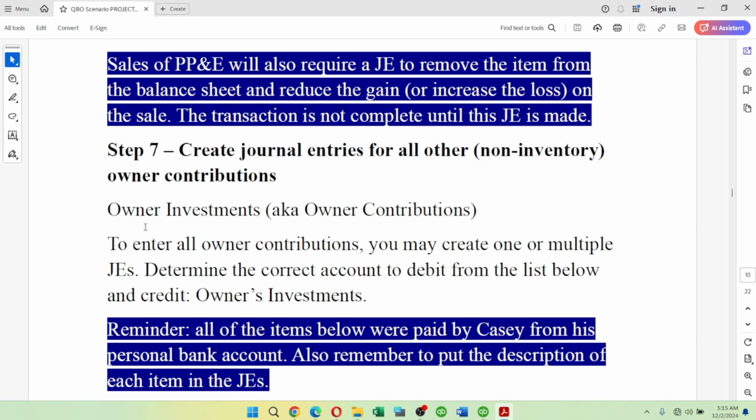Now you can see that owner's investment, aka owner's contribution. To enter all other contributions, you may create one or multiple journal entries. Determine the correct account, which is very important, to debit from the list below and credit the owner's investment. Remember that all of the items below were paid by Cassis from his personal bank account. Also remember to put the descriptions of each of the items.